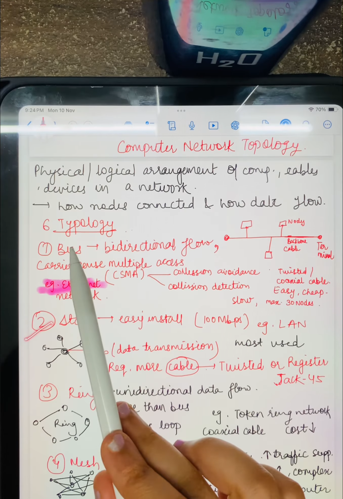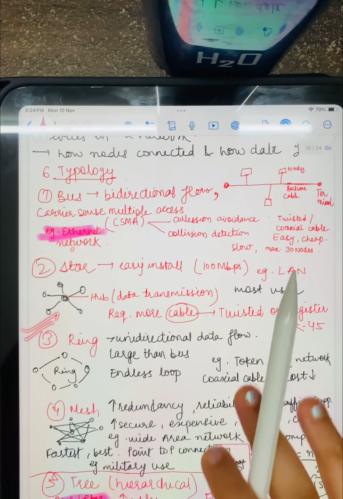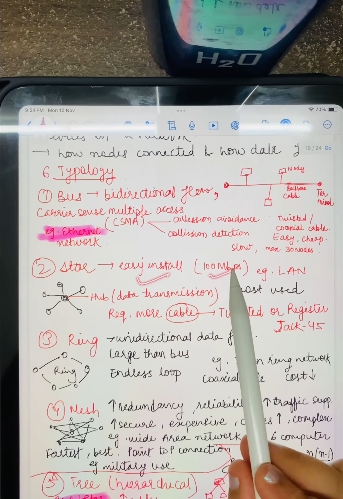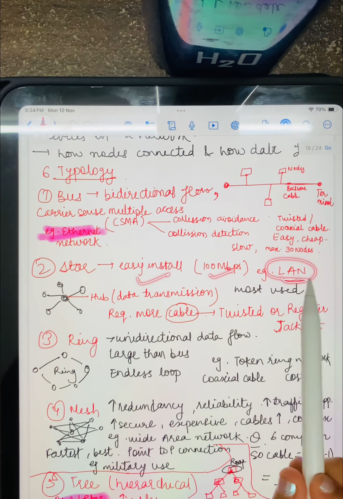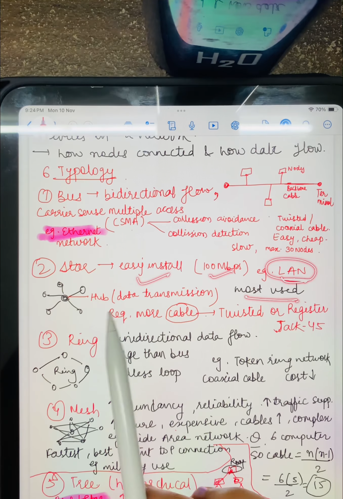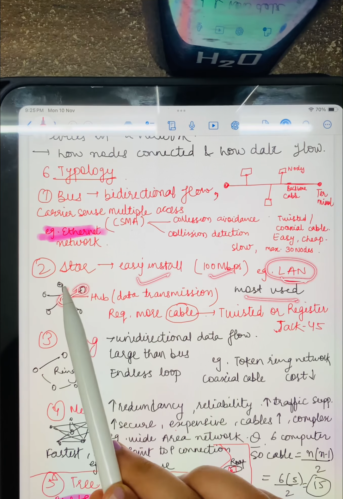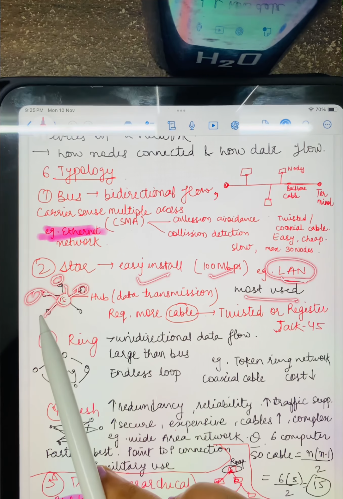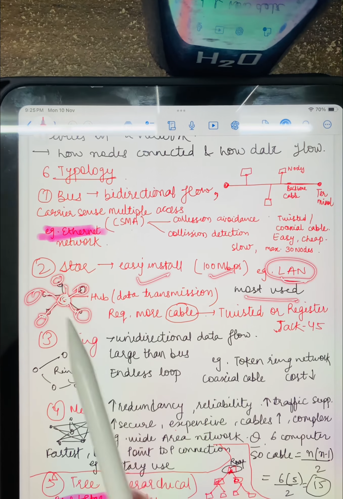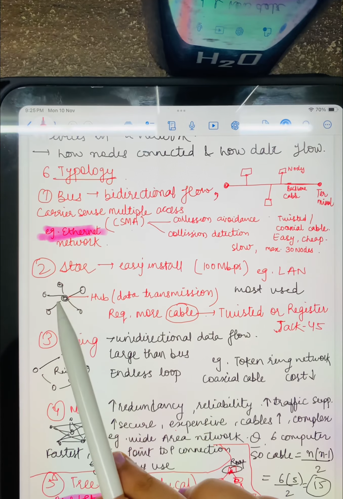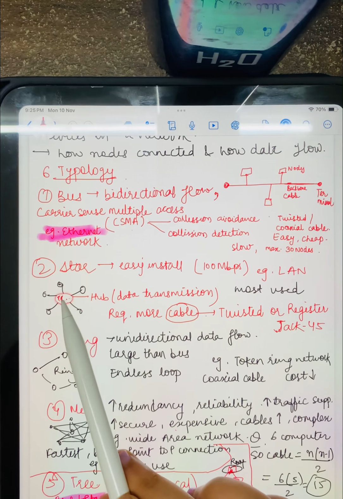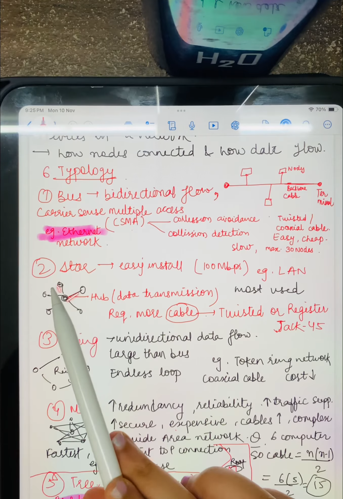The first one was bus. Second is star. It is easy to install, 100 Mbps. Example is LAN, local area network. It is mostly used. See, this is the hub, the center one for data transmission, and these are the connected devices. The limitation is that if there is any problem in the hub, it would cause problems in all of these.